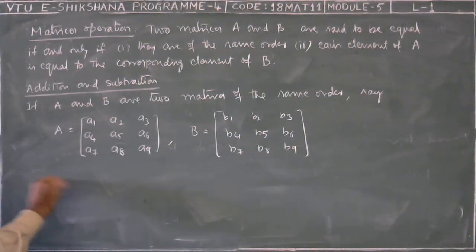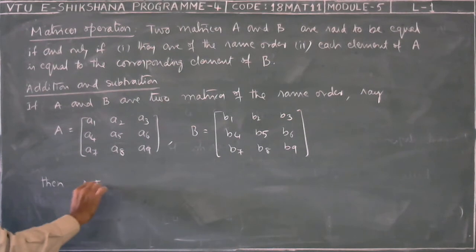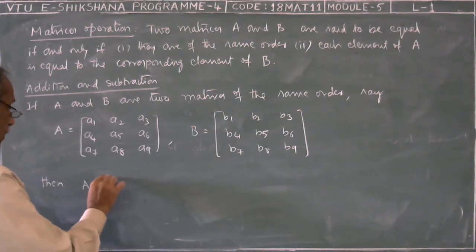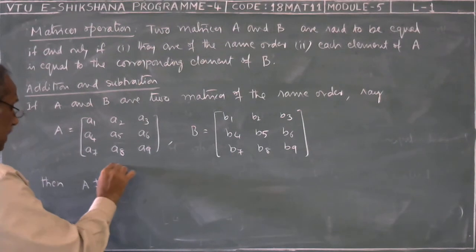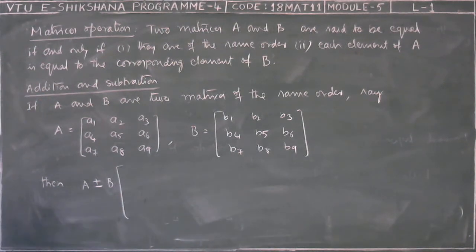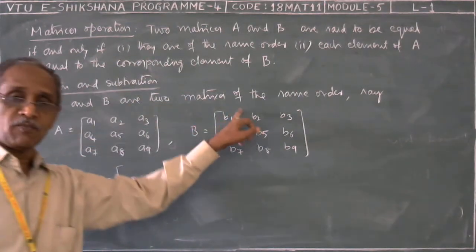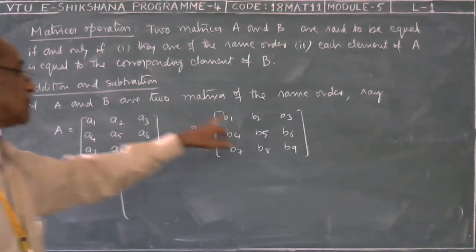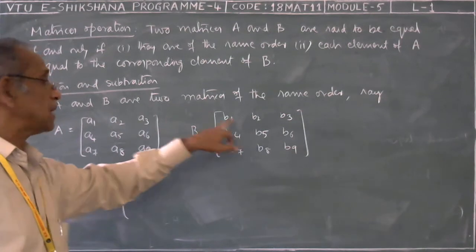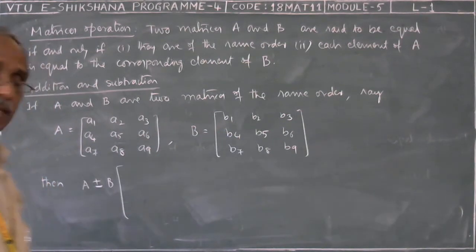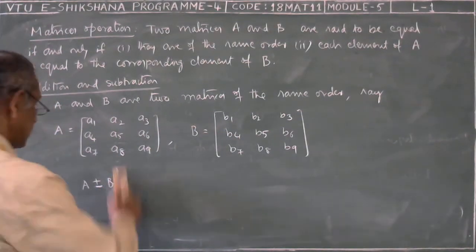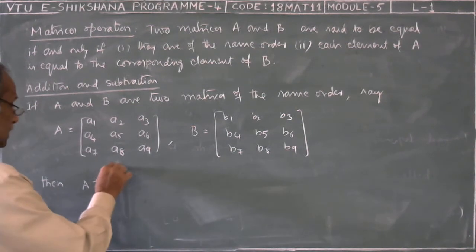Then addition and subtraction. A plus or minus B will be addition or subtraction of each element of A with the corresponding element of B. So A1 should be subtracted with B1 or A1 should be added with B1, as per the given definition, addition or subtraction.